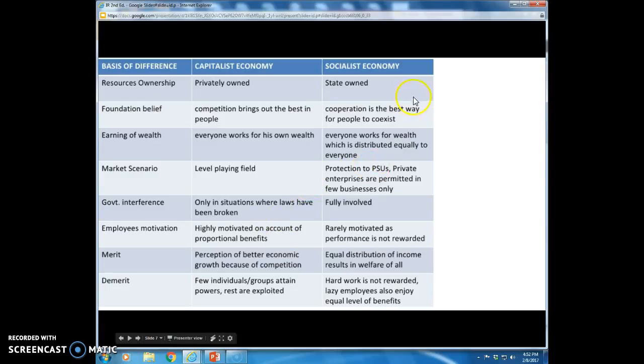Now if you look at the other side, socialists, this is where it's going to be state-owned, and they believe that cooperation is the best way for people to coexist. So we're not competing against each other, but we're all working together for the common good. Everyone works for wealth, and it's going to be distributed equally to everyone, so that way you won't get the gap between the rich and the poor. So this is a good chart to make sure you have.